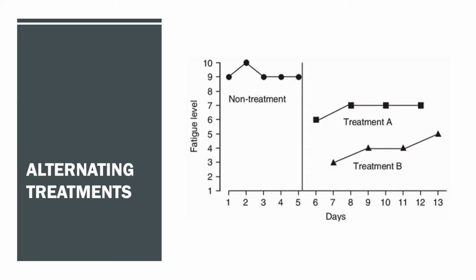Next, alternating treatments design. So again, looking for a stable baseline. Once we do so, we're then going to implement 2 or more alternating treatments in a rapid fashion. And so as you can see from the graph, you've got 2 different treatments being implemented here, and you can see that the interventions are not being implemented on the same days, if you will, and you can see that the data points between the 2 different interventions are not connected.